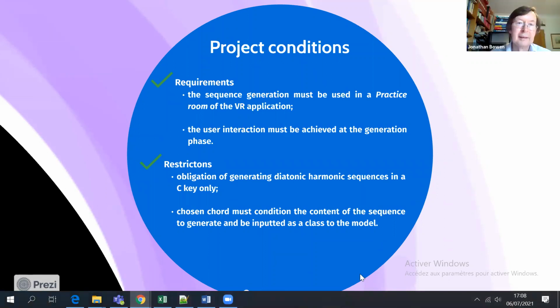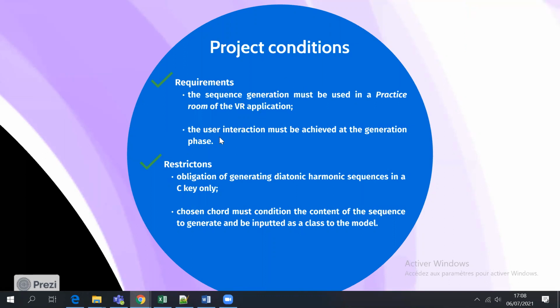So among the requirements of the project was the usage of the model in a specific VR room, and that the user needs to interact with the content. So the model should take the input in order to generate the sequence. And as the main restrictions of the project, there was the obligation of generating diatonic harmonic sequences in C key only, because the content to explore is in a C major key.